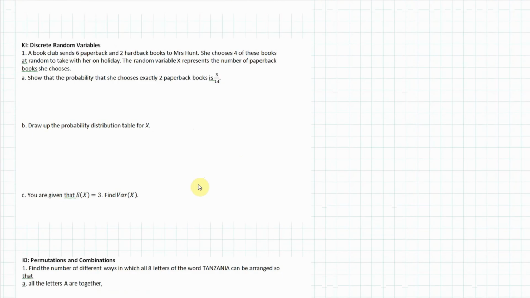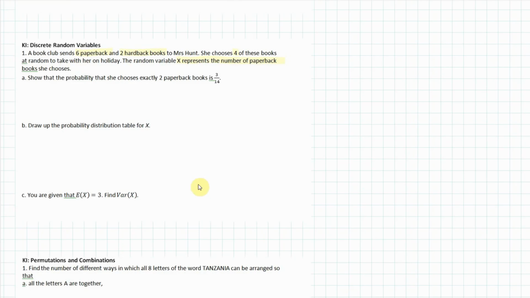Now, moving along to discrete random variables. A book club sends 6 paperbacks and 2 hardback books to Mrs. Hunt. She chooses 4 of these books at random to take on her holiday. The random variable X represents the number of paperback books she chooses. Show the probability that she chooses exactly 2 paperback books, and that is 3/14.